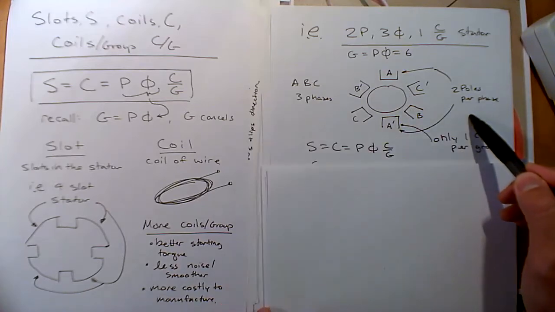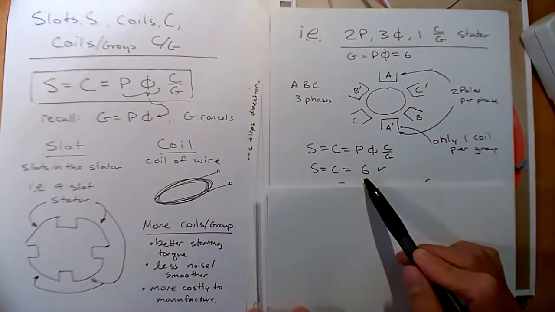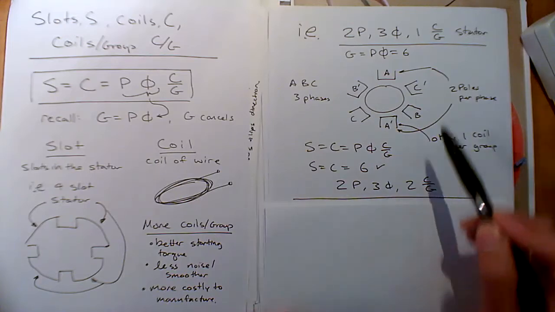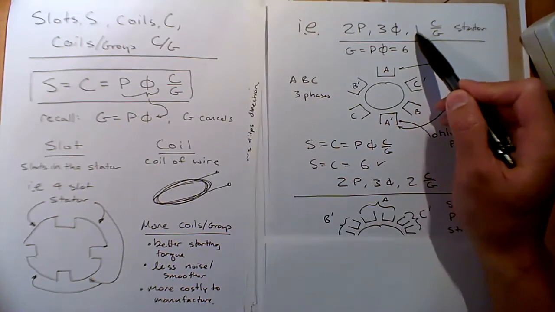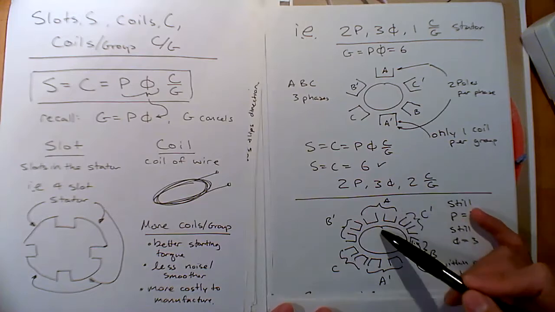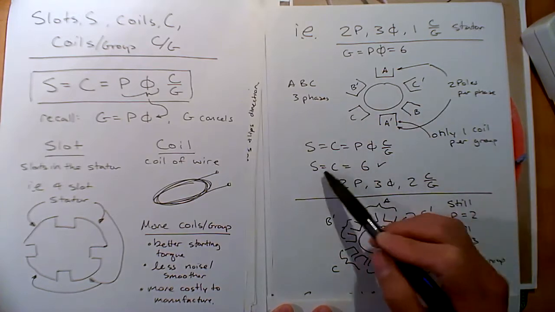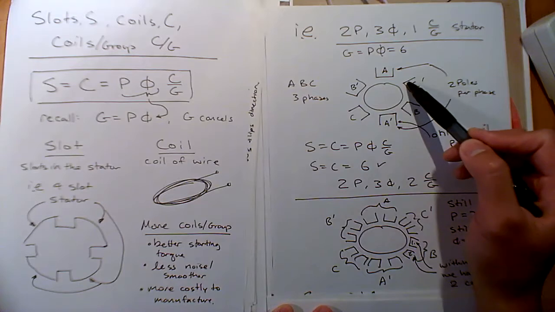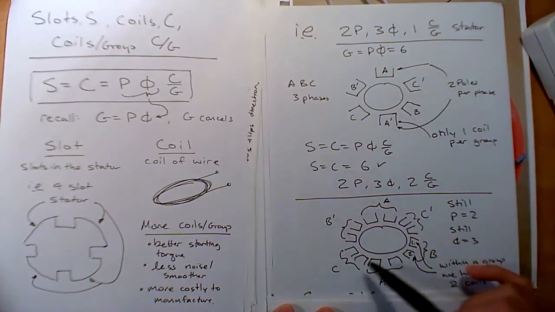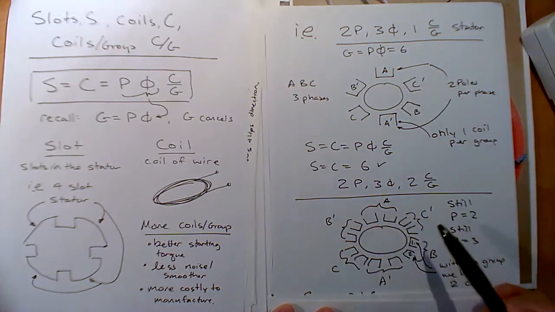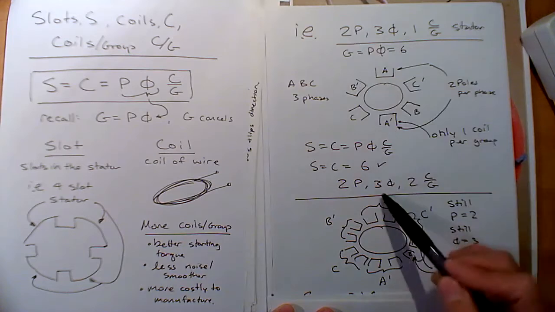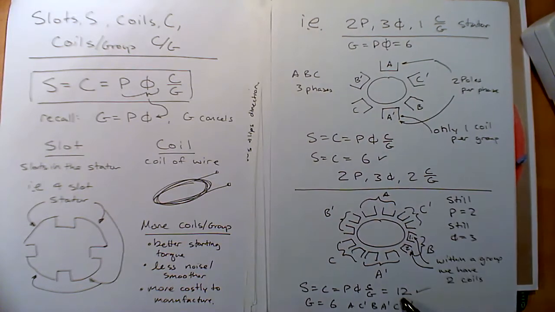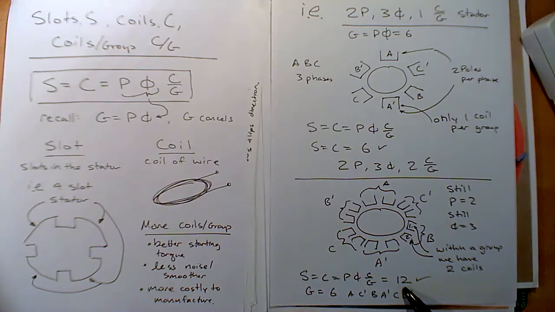Okay, what about if I had 2 poles, 3-phase, and 2 coils per group instead of 1? Okay, well, what we have here is we need to increase the number of coils and slots, right? Here we only had 6 slots and 6 coils and 6 groups. Well, here we would need 12, right? So what do we have? Let's see. We have 2 poles, 3-phase, 2 coils per group, a little double of this one. So we need 12 slots, 12 coils, good.